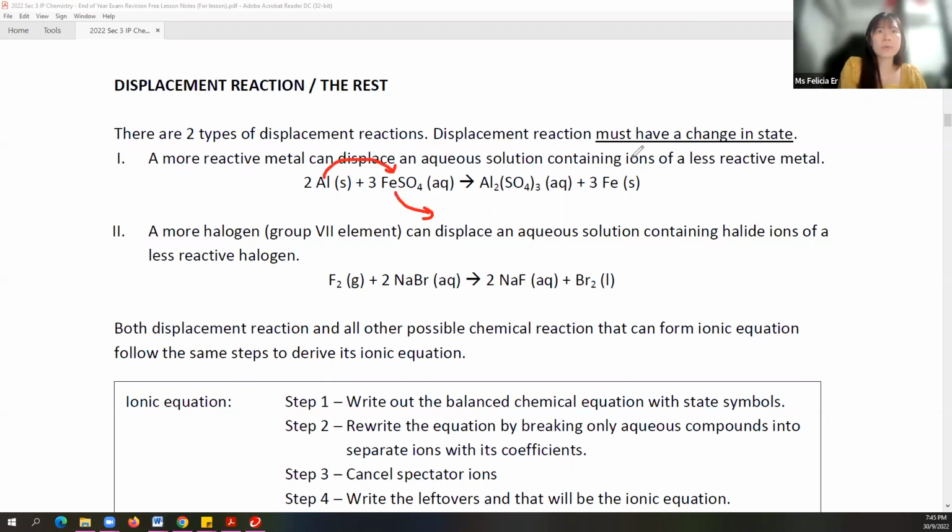So iron will now be alone. For part 2 over here, another way is it can be a group 7 element, or group 17. For group 7 or 17, the halogens, generally it is the same thing: the more reactive one can kick away the less reactive one. This will be covered in the topic called periodic table. If you haven't learned periodic table, you will learn it soon in Sec 4.